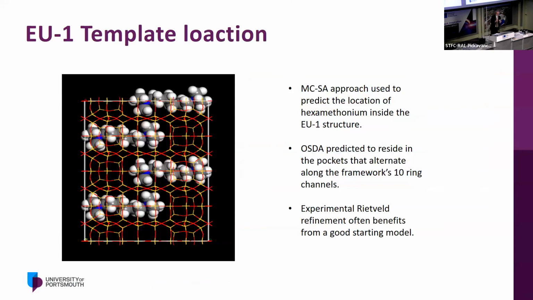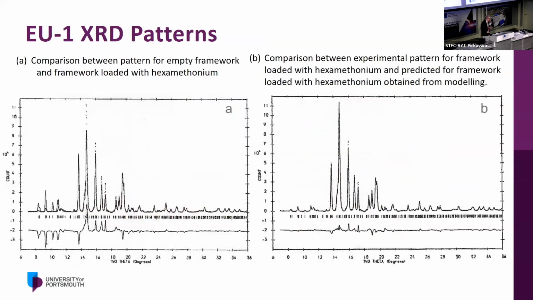Again, one of our first successes, finding the location of the template in EU1. So hexamethonium sits very nicely in the side pockets of this particular structure. So we have a channel that runs through here with side pockets, and the template beautifully fills the side pockets. And again, one of the things I always like to do, work closely with experimentalists to try to use the modeling to help them with their experiments. Very successful, we've been over the years at predicting the location of our template molecules.